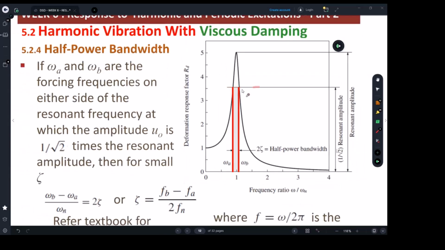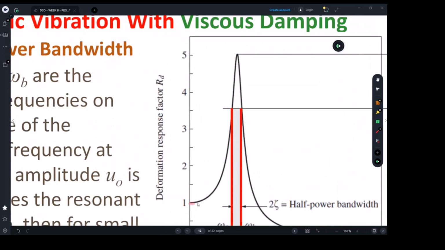It will give you this height. Remember, this is given to you, that plot. This is what you found experimentally. That curve is plotted experimentally.